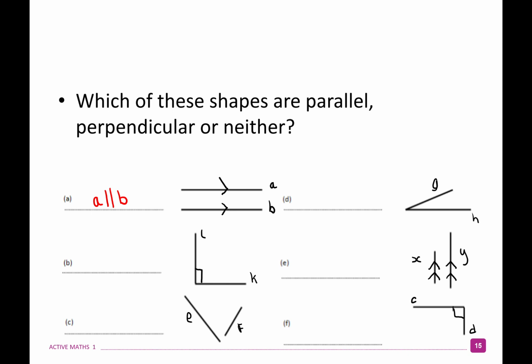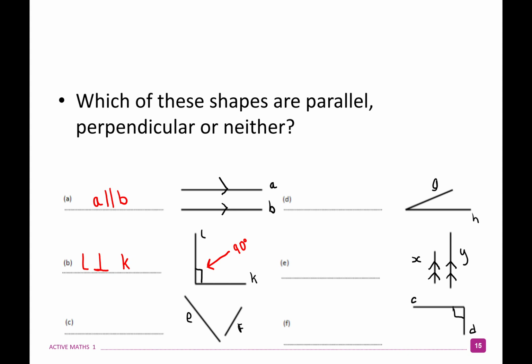In question B, I can see that line L is perpendicular to line K as we are told that they are at an angle of 90 degrees from each other. Therefore, we say line L is perpendicular to line K. To show perpendicular, we draw our upside down T.